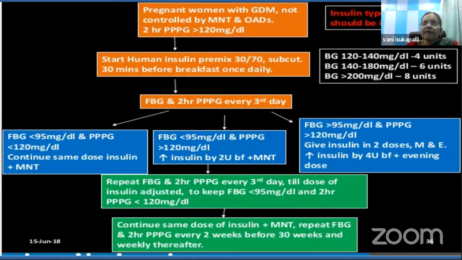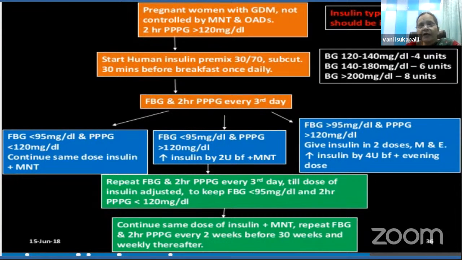And then every third day, fasting blood sugar and 2 hour postprandial blood sugar have to be measured. And what are the cutoffs? 95 and 120 are the cutoffs. If after 3 days the fasting blood sugar is less than 95 and the 2 hour postprandial is less than 120, yes, that insulin is sufficient. She can continue the same dose along with lifestyle modifications. So lifestyle modification continues even with insulin therapy.